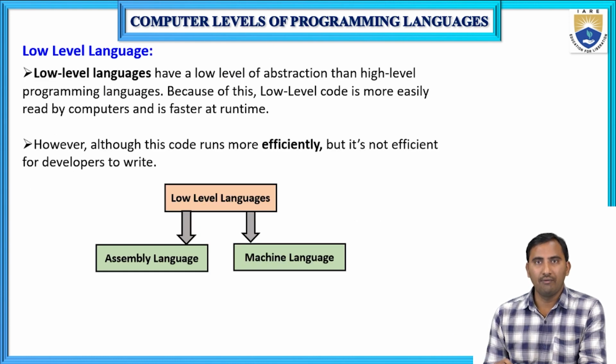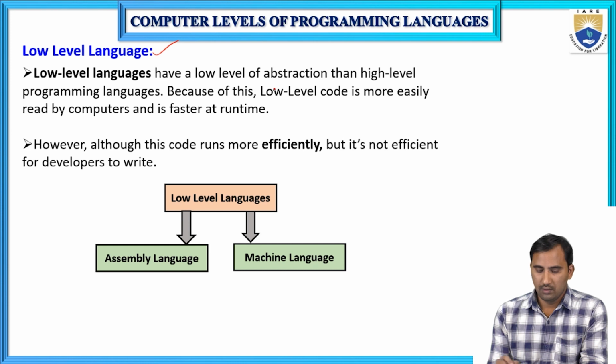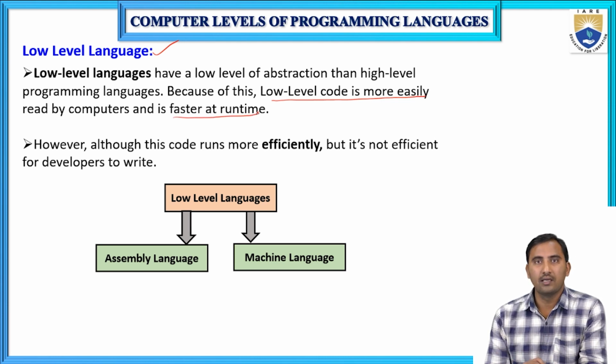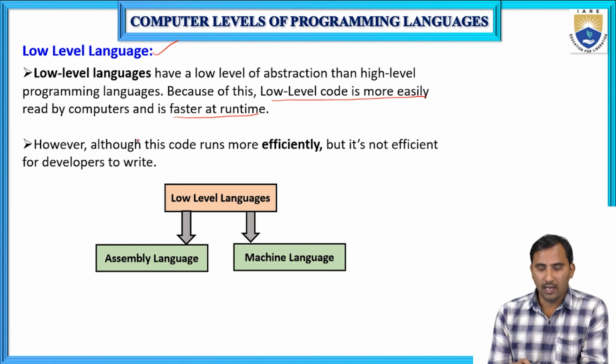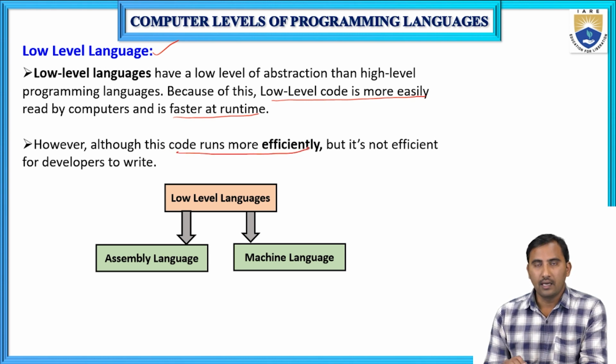And coming to the low level language. Low level languages have a lower level of abstraction. Because of this, the low level code is more easily read by the computer and executes at a faster rate. However, this low level code runs more efficiently.